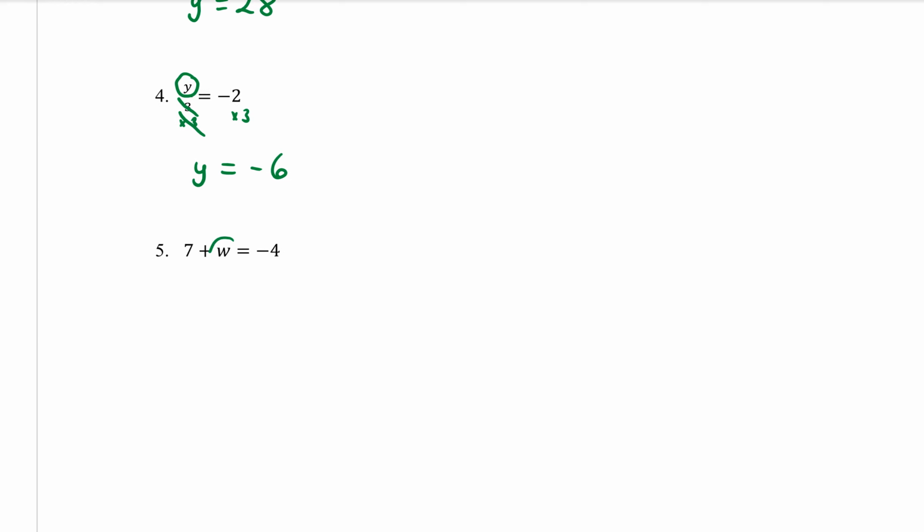And just to make sure you haven't forgotten, look at this next one. I'm trying to find the W. Is this add, subtract, multiply, divide at the moment with that 7? It's been added, so the opposite is going to be to minus. So this is another adding, subtracting one. So I'm going to have to minus that 7, minus the 7. So W is by itself. Minus 4 minus 7 is? Negative 3. No. Negative 11. Because it goes more negative.